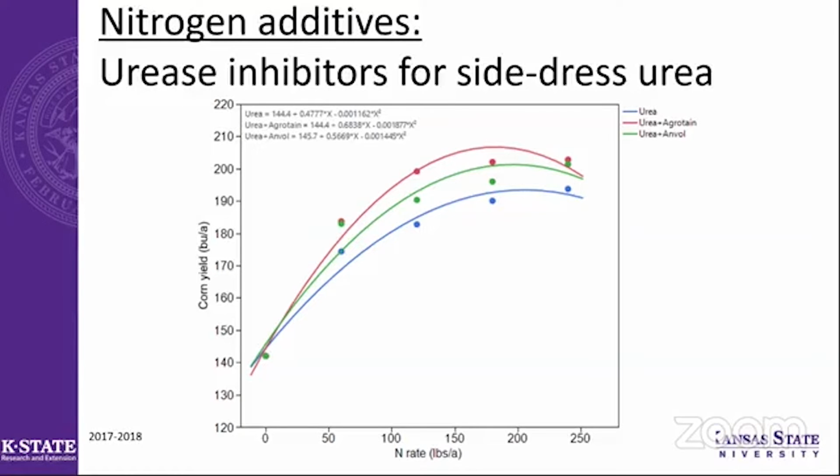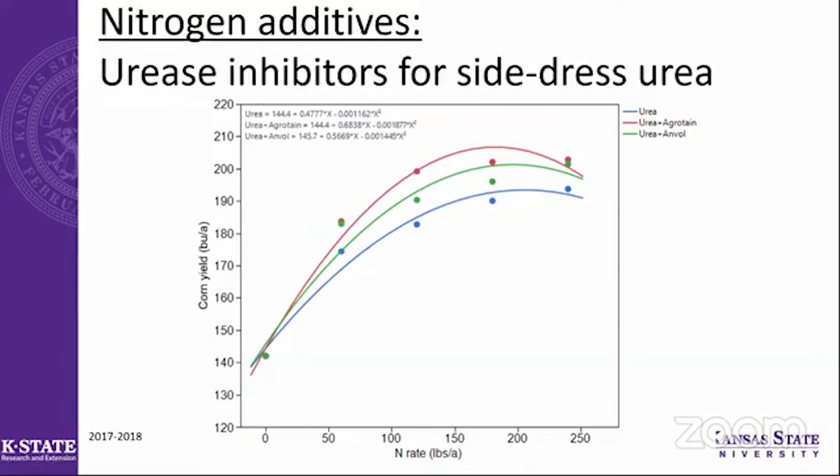This is data from a couple of years, irrigated corn, looking at two products, the traditional Agrotain, which is NBPT. There are many other brands out there. So NBPT, basically the same, but we used a couple of different products, the Agrotain and Anvol, and these are the two lines on top. Basically, it is the yield compared to the urea baseline. Okay, so is it working?